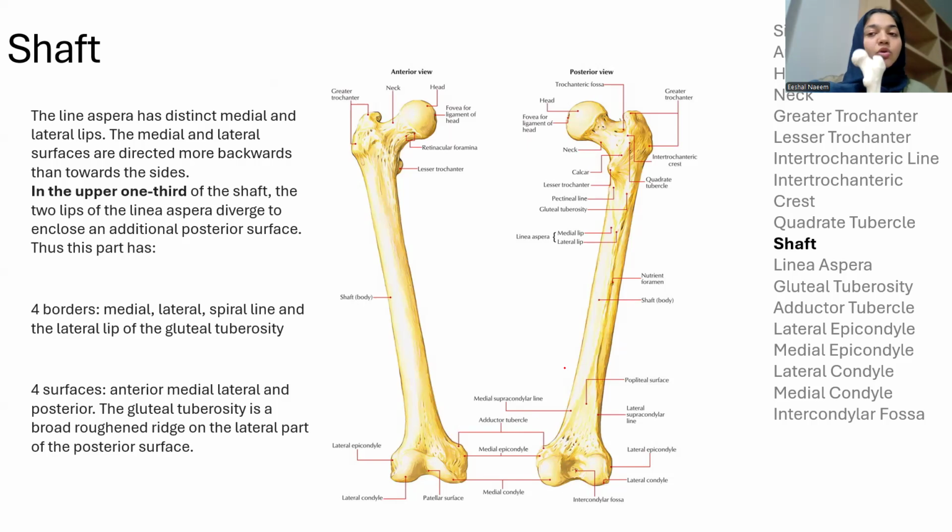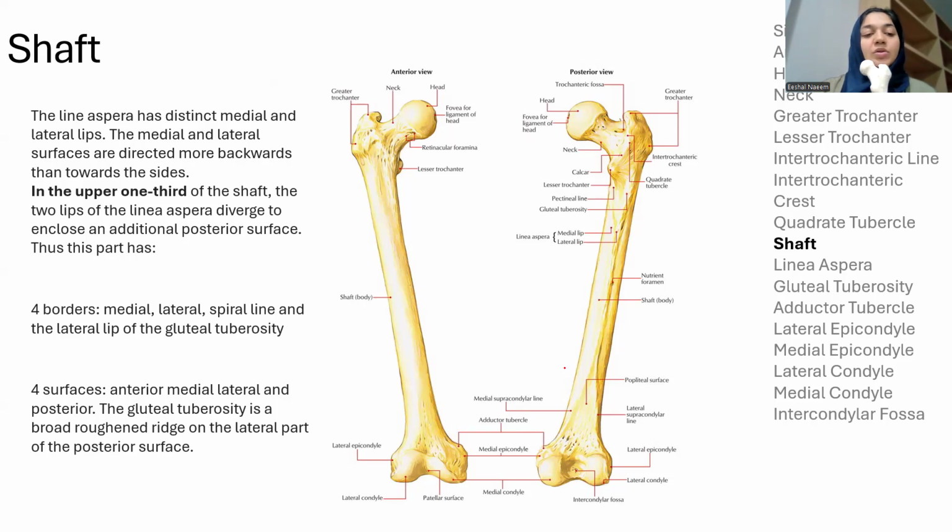And then again in the lower part, again we have four surfaces. But just stay in the upper part for now. We have an anterior, medial, lateral, and posterior surface, right? How is this possible? Because the gluteal tuberosity line and the spiral line were both coming on the posterior side as divergences of the linea aspera itself.